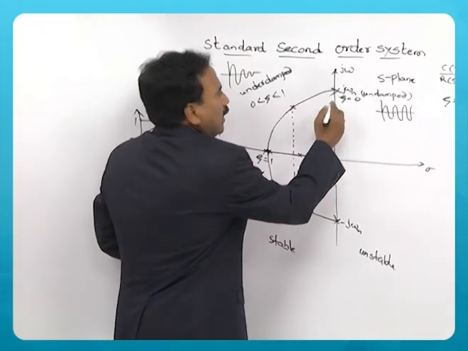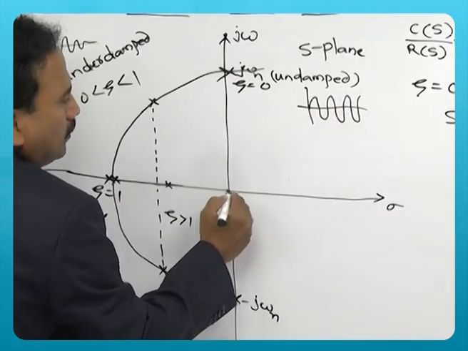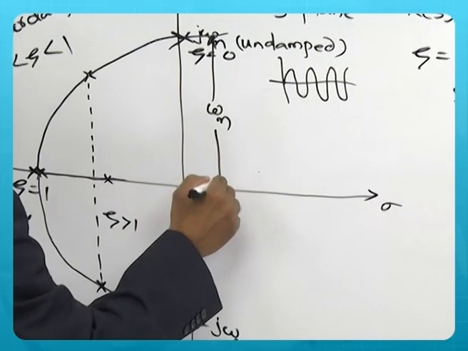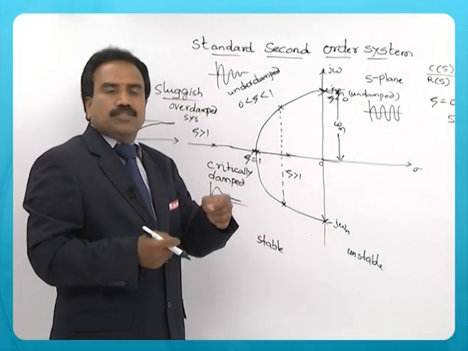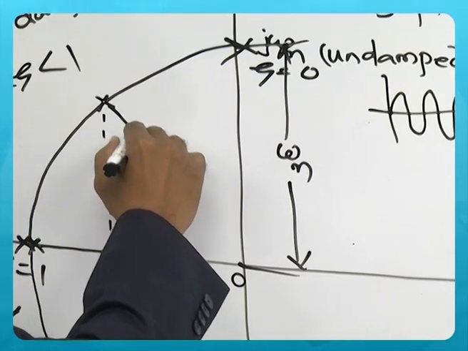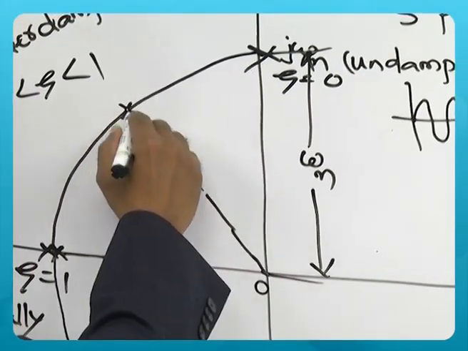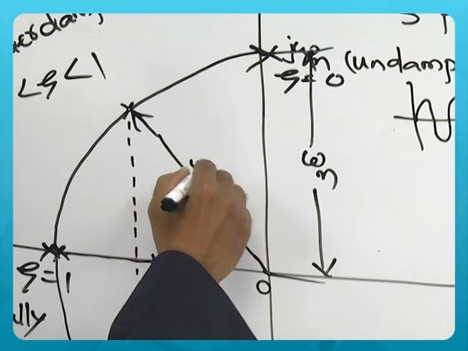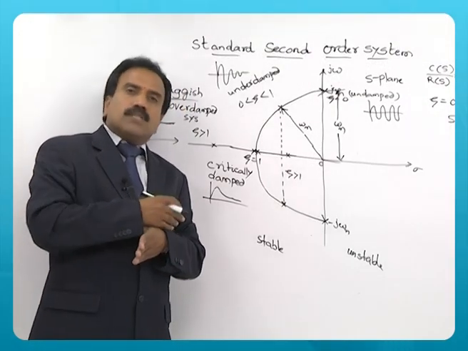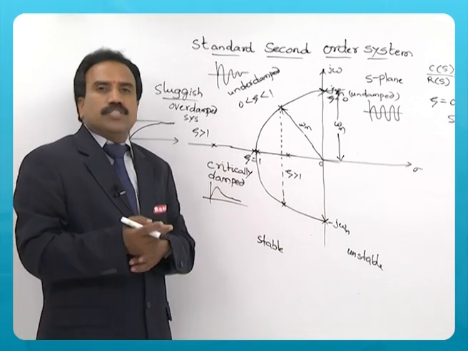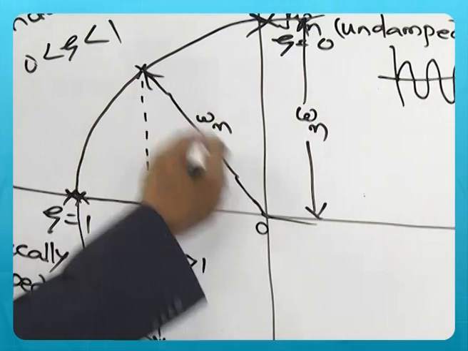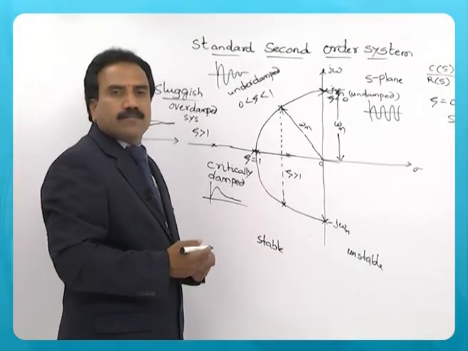So, this magnitude from here to here is omega n. Now, this one also, if you measure, it will be omega n only. So, the poles move in a circular fashion when you increase zeta. That is why it is a semicircle. You can see that the radius is omega n.